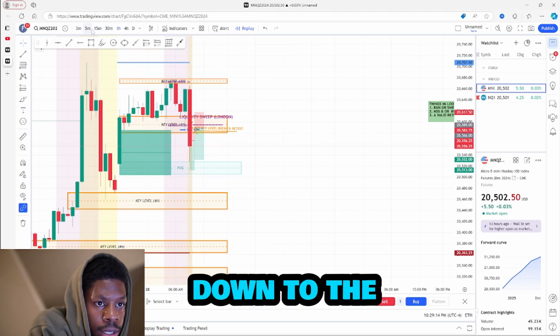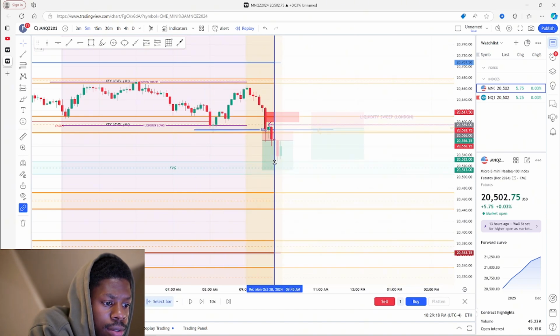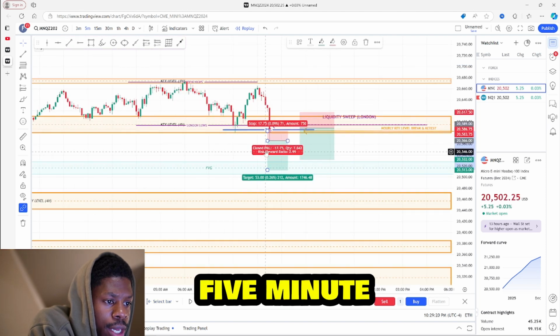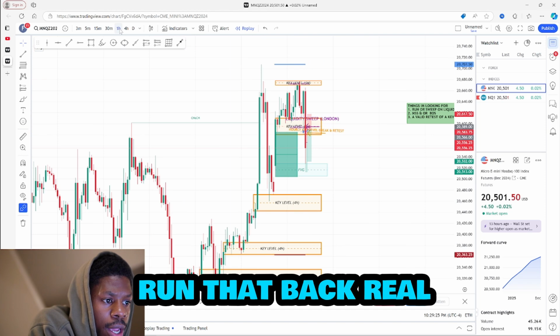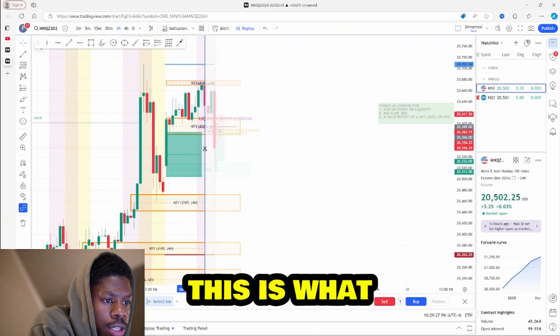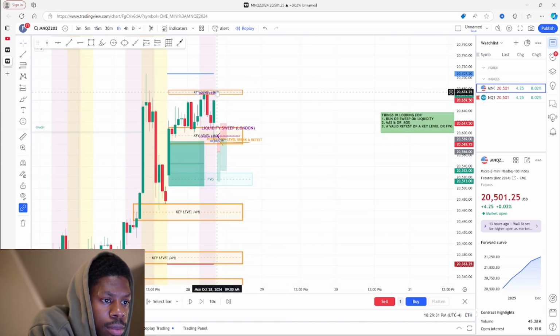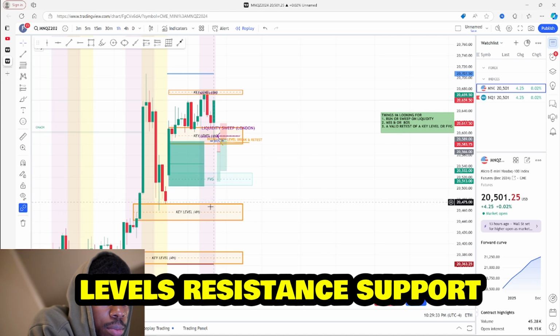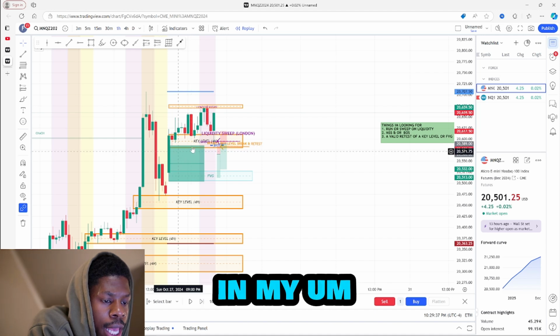So let's go down to the 5-minute and go ahead and get in the trade. So that was at 8. So we're gonna go ahead and go down to the 5-minute, get onto the chart. Just so there's no confusion, let me run that back real quick. This is what I was seeing between 8 and 9. Levels, resistance, support, and then I drew up this fair value gap as well. I put that in my drawing.